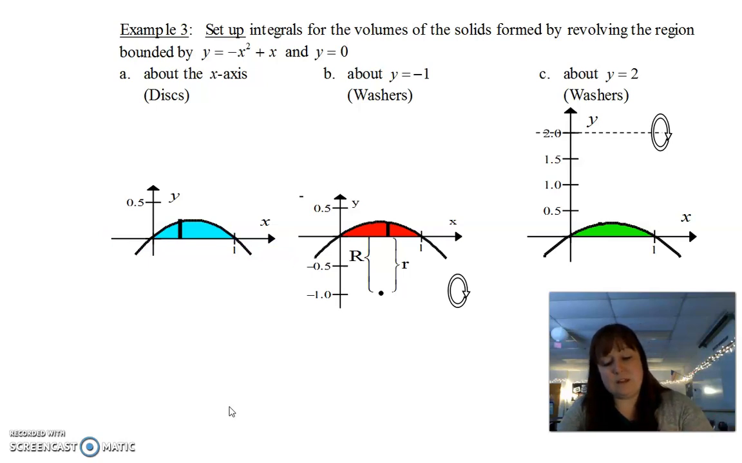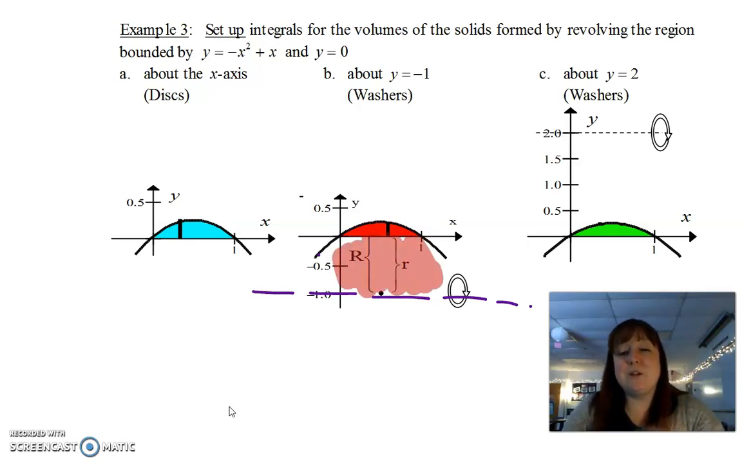But if you look at something like this, here's our curve, here's our area, and we're going to rotate this around, but we're going to rotate it all the way down here. And you see this entire space in between, right there? That's going to create a hole. So this is how I know I need to use the washer method.